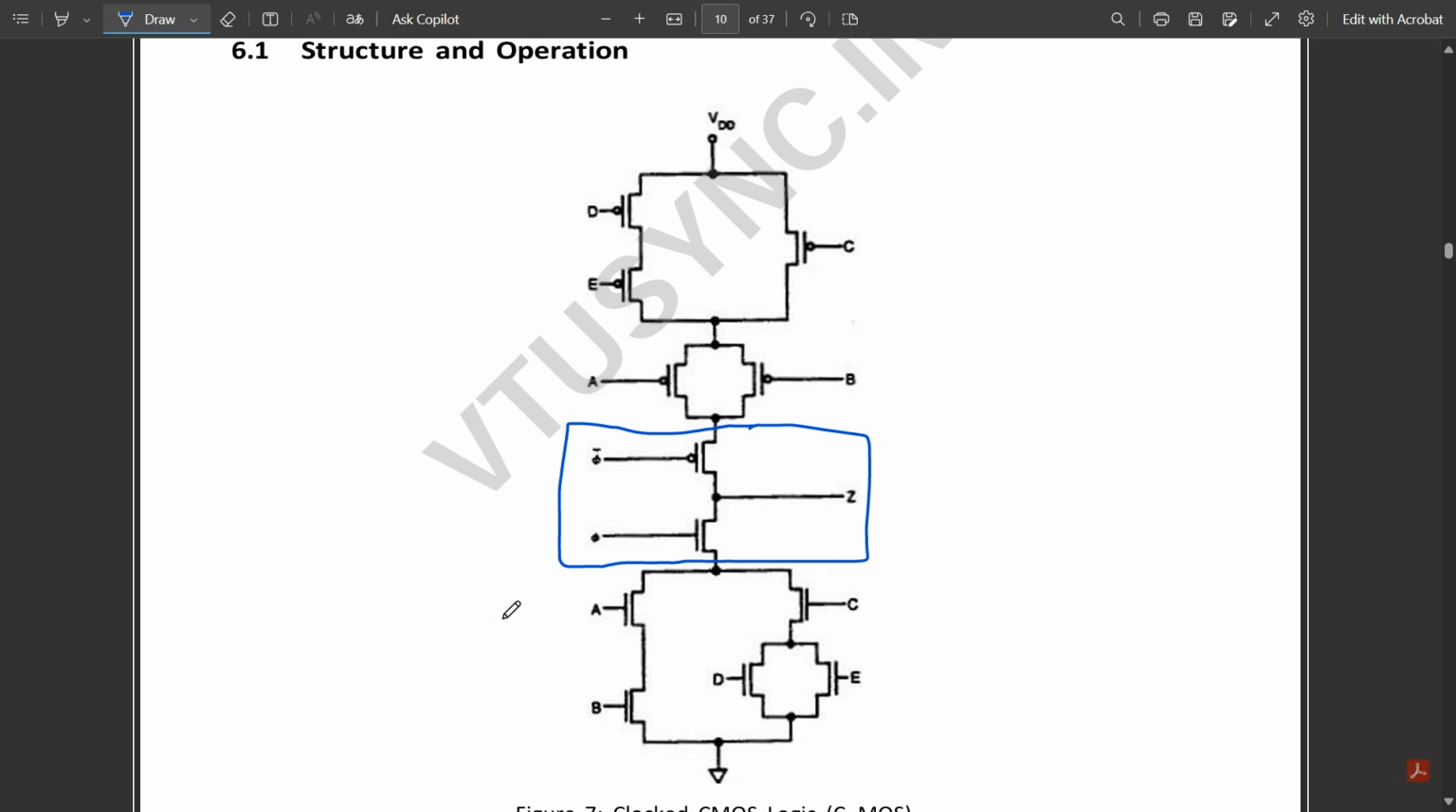But here there is one change in the clocked CMOS. Between the pull up part and the pull down part, we add one PMOS transistor controlled by phi bar, just below the pull up part, and just above the pull down part we add one NMOS transistor. In between those PMOS and NMOS transistors, we take the output. This is the one change compared with complementary CMOS. Hope this structure is clear. Just observe it and you will understand it.